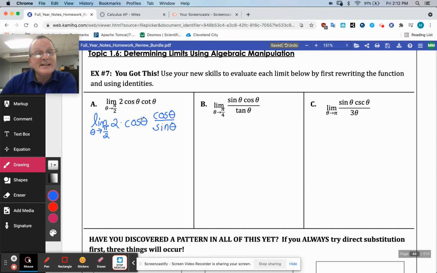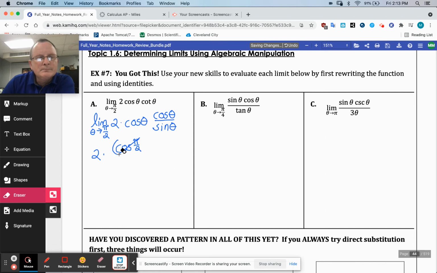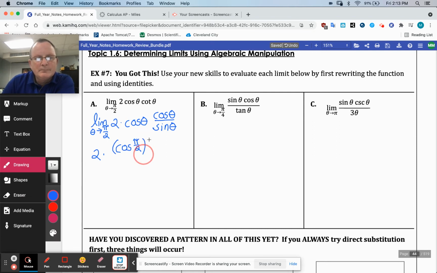Okay. All right. So I can substitute in, this is a cosine squared. And then I got the 2, of course. So it's going to be 2 times, we have cosine pi over 2, whatever that is, squared, because there's 2 of them there up top, divided by sine pi over 2.